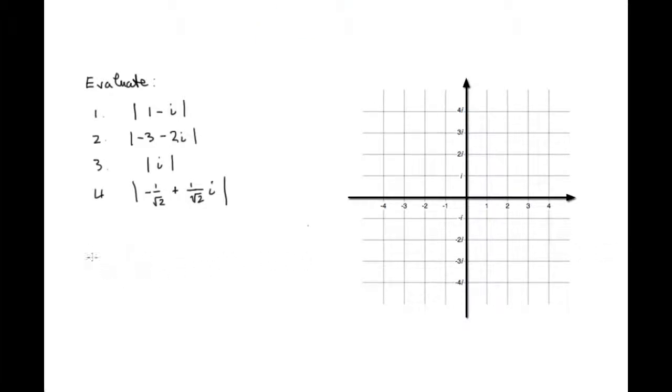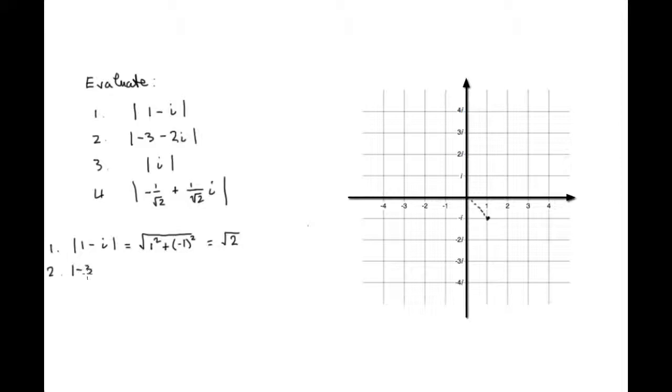Okay, how did you get on with that? Let's have a look at question 1. Modulus of the complex number 1 minus i will be the positive square root of 1 squared plus, and the imaginary part of this complex number is -1, so we square both of these. 1 squared is 1, -1 squared is 1, 1 plus 1 is 2, so we get the positive square root of 2. On the diagram here, 1 minus i, this distance from the origin is root 2.